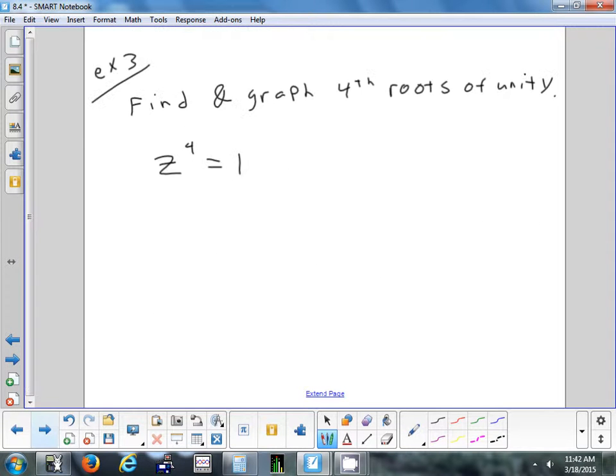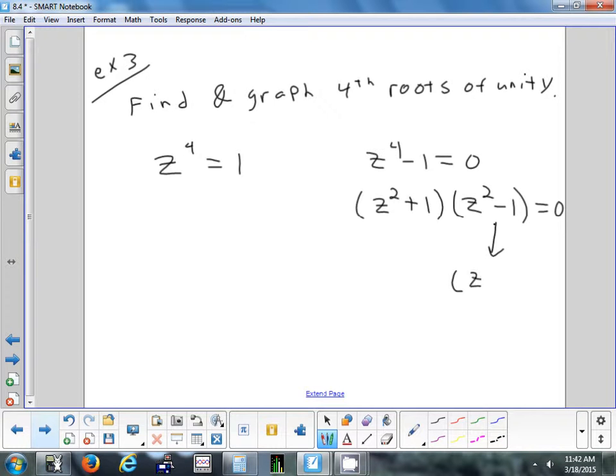All right, so let's try an example. This first one does not have to be done using the method I just showed you. This is factorable. You could bring the 1 to the other side. I'll just show you how you'd factor it. It's not how we're going to do it. You could write it as z squared plus 1 and z squared minus 1. That's how it factors. And then this part factors even more: z plus 1, z minus 1. The first part you can't factor anymore.